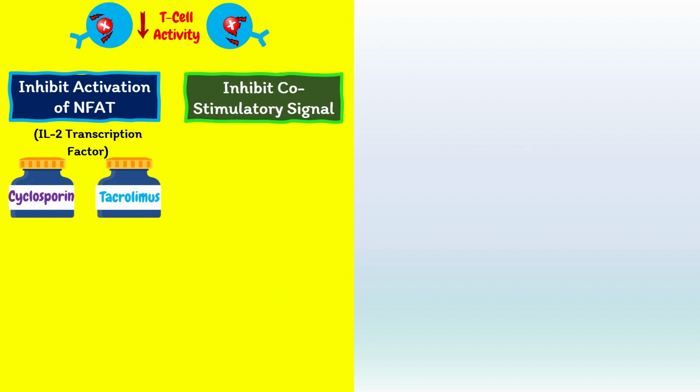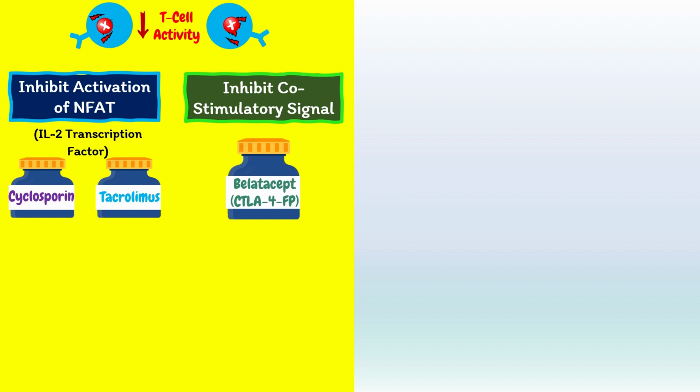We can inhibit co-stimulatory signals, as we have discussed that along with TCR and MHC binding, we also need other receptors, or co-stimulatory signals, for T-cell activation, such as binding of CD28 on T-cell and B7 receptor on dendritic cells. This co-stimulatory signal can be inhibited through belatacept, which is a CTLA-4FC fusion protein.